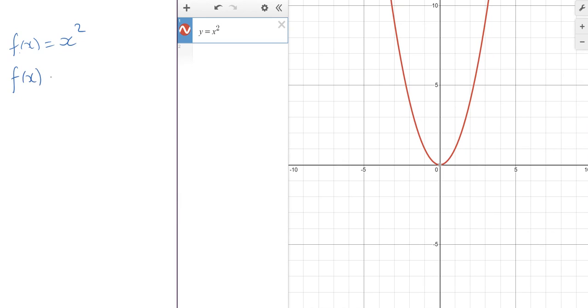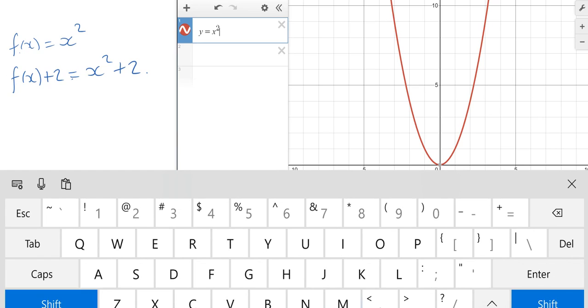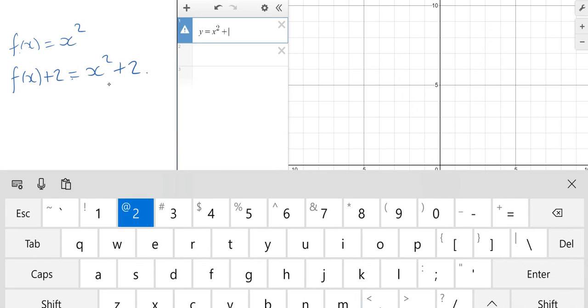Now, if I have f of x and I write plus 2, well, clearly that's just going to be x squared plus 2. But what will happen to the graph of that? What does x squared plus 2 look like? Well, let's type it in. In fact, let's just use that original one, shall we? So we're going to do a plus 2 to it.